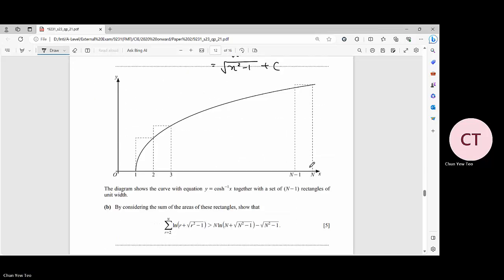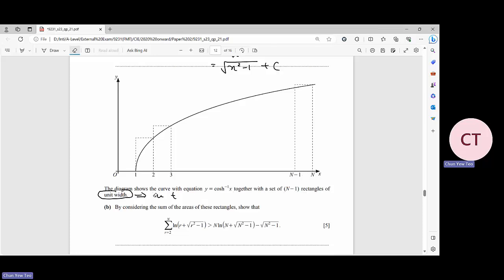Done. Now we look at the questions. They're giving you the diagram here. The diagram shows a curve with the equation of y equals to the arc cosh together with a set of n minus 1 rectangles of unit width. Unit width means the width is 1 unit. Okay, so you can see 1 unit over here, all 1 unit. Okay, there are n minus 1 of the rectangles.